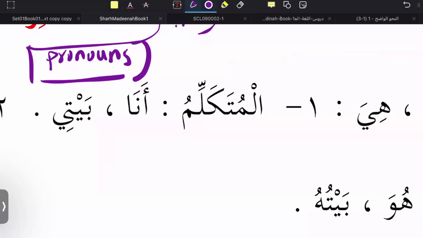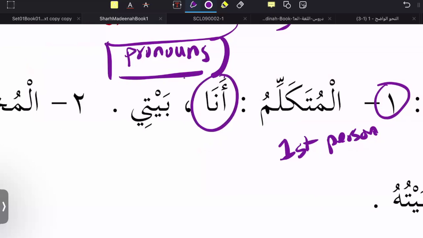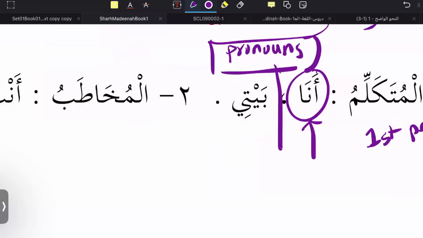Al-mutakallim. Number one is al-mutakallim, which is what? In English, we say first person, the one who is speaking. I and we. These are the only two for first person we have. And he gives you ana. I will deal with this one a little bit later. Okay, let's just focus on this one for now. Ana. So ana is a pronoun. I.